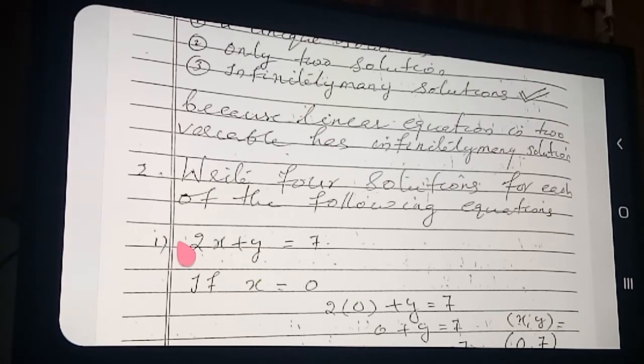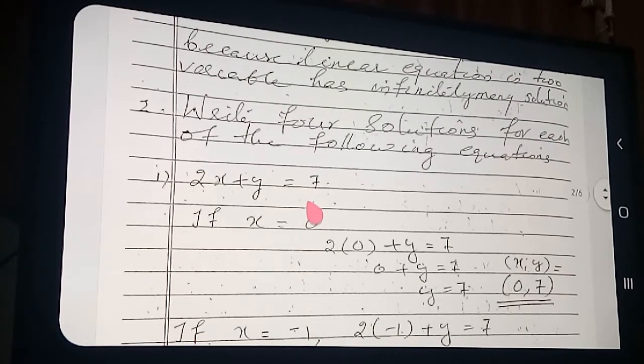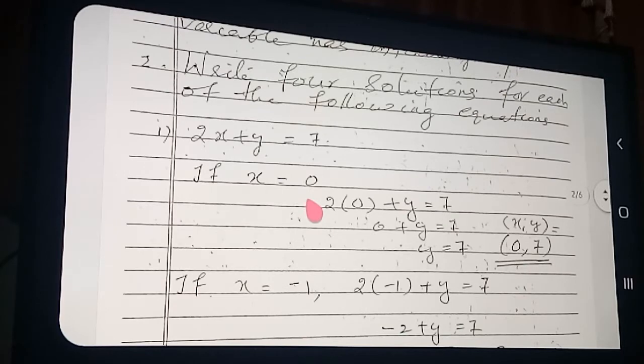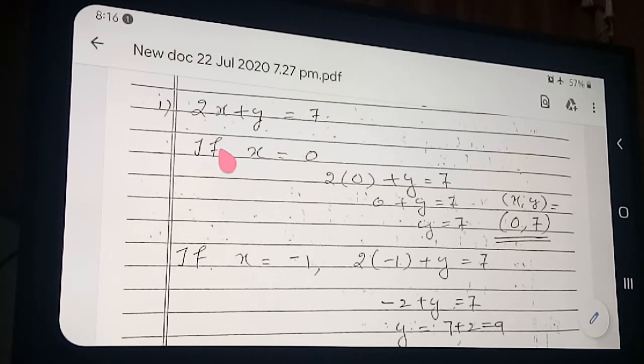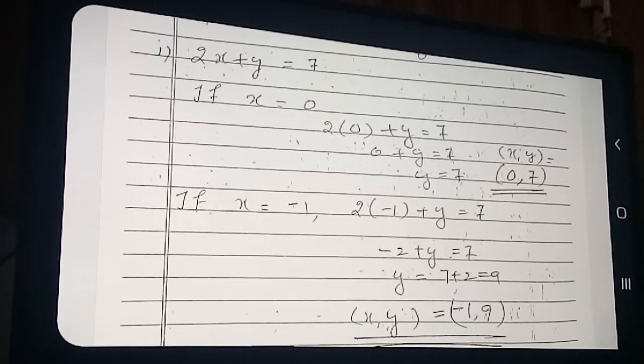Now see the second question. Write 4 solutions for each of the following equations. How many? 4 solutions. We want to find out the 4 solutions. See here, the first equation is 2x plus y equal to 7. What are we going to find out? We are going to find out the 4 solutions.